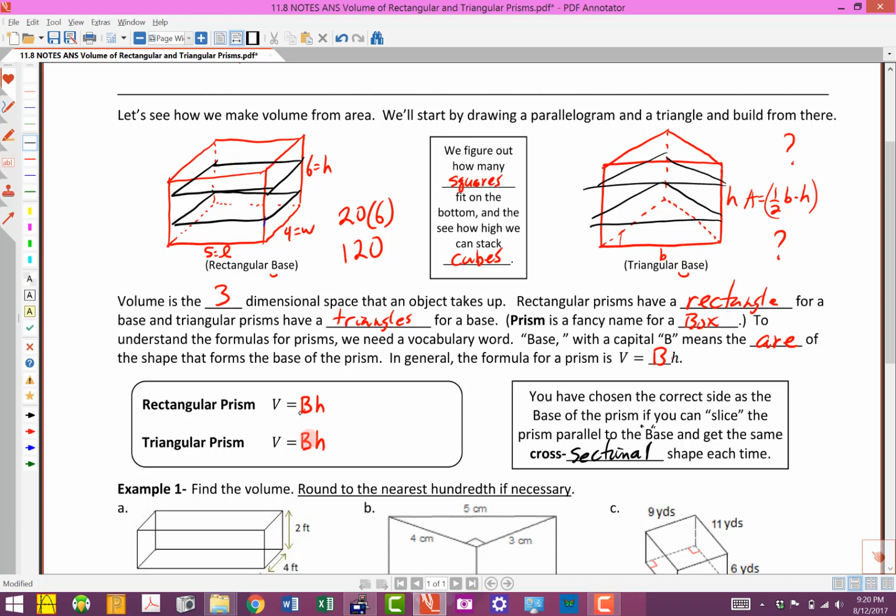So all you have to do is remember this formula, and then you need to know, okay, if it's a triangle, I'm going to use 1/2 the base times the height to find the area, and if it's a rectangular prism, I'm going to find that by just doing the length times the width or the base times the height.